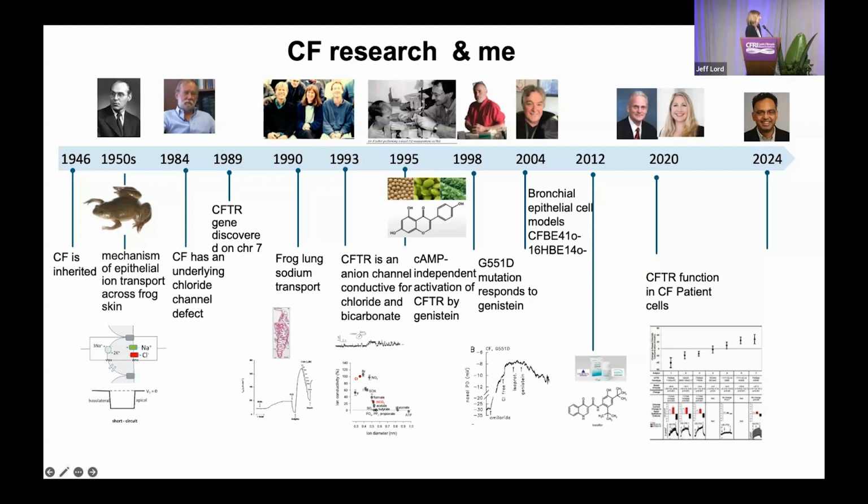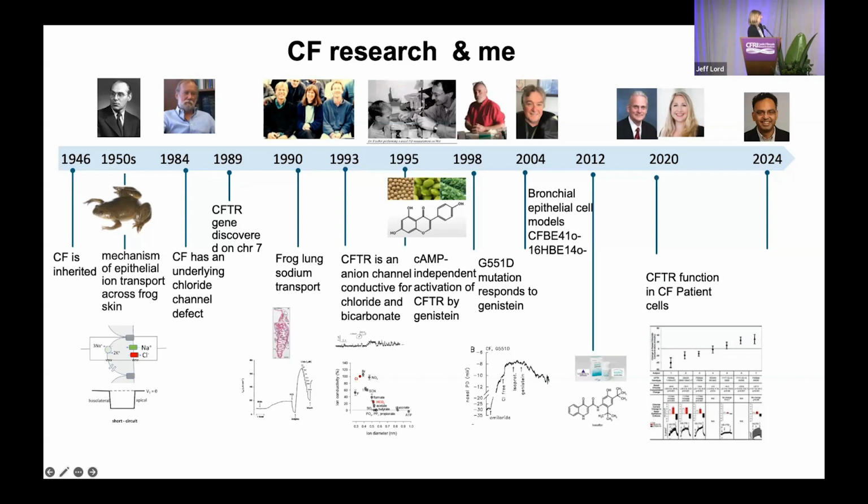So then 30 years later, Paul Quinton discovered that cystic fibrosis is an underlying chloride ion channel defect. And shortly after that, the CFTR was cloned and discovered on chromosome 7. So then in the beginning of the 1990s, I came in, I had a postdoctoral fellowship to study in the US. And back then I studied also on the frog, and I studied frog lung. What I did as a graduate student was studying potassium channels in the basolateral membrane of an epithelium, and I studied this in the frog lung, which is really an interesting model because you can just cut it open and fold it and put it in an Ussing chamber.